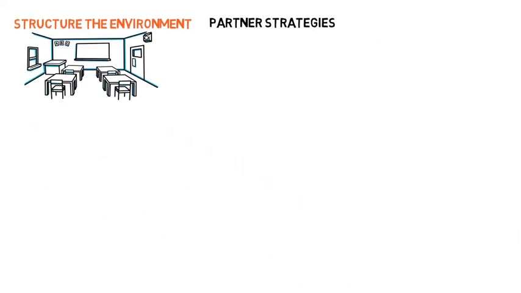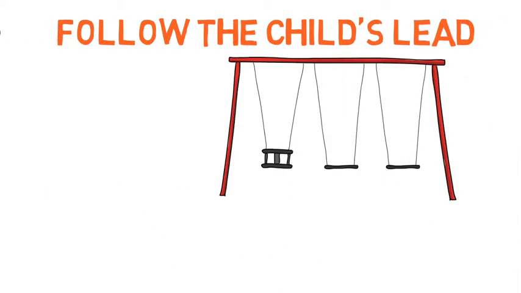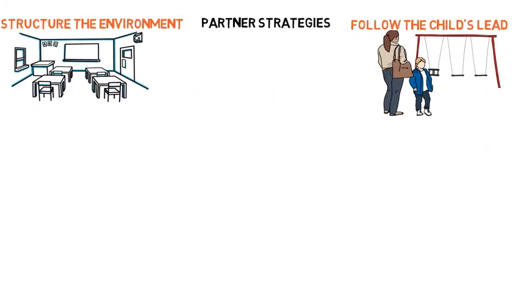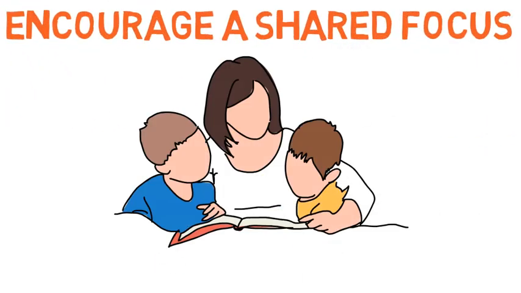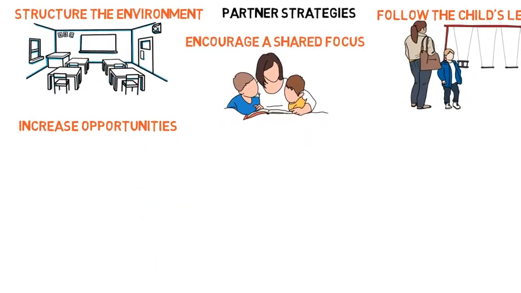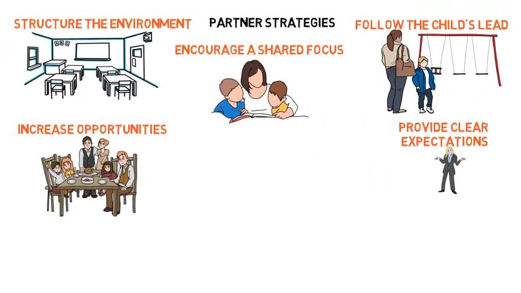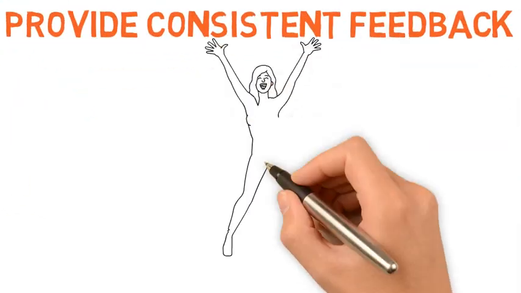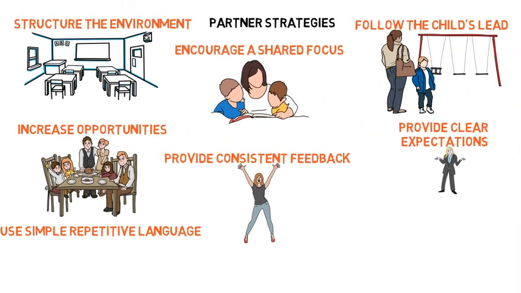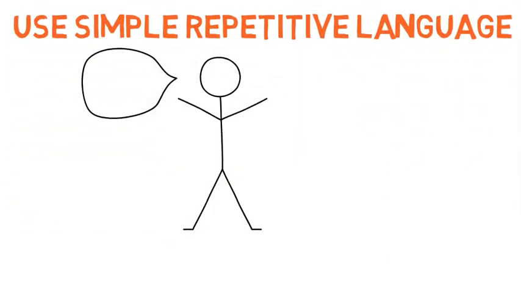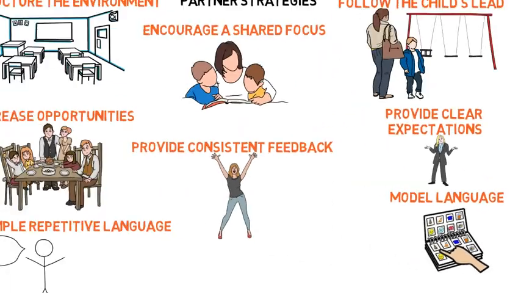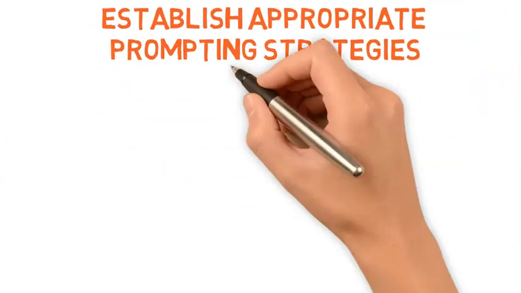Structure the environment. Follow the child's lead. Encourage a shared focus. Increase opportunities. Provide clear expectations. Provide consistent feedback. Use simple, repetitive language. Model language. And establish appropriate prompting strategies.